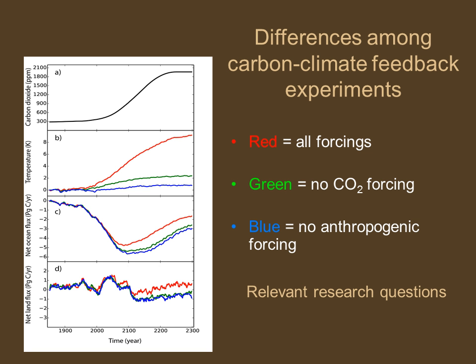And this graph shows results from those three simulations. And you can see the red, which is the one that we typically see in IPCC reports, only that this is a different version of the model. And you can notice that it extends beyond 2100 all the way to 2300. But then we also include in this figure the one with no CO2 forcing and the one with no anthropogenic forcing and no CO2 forcing.